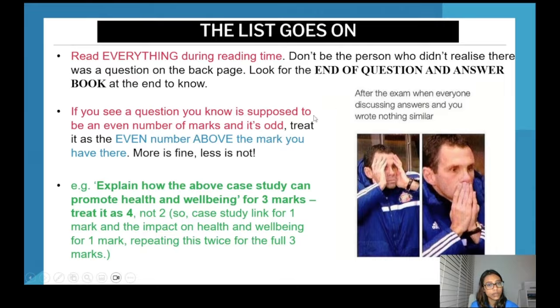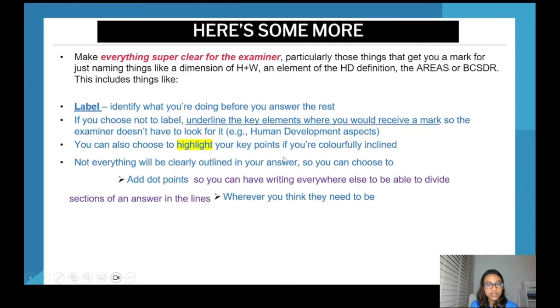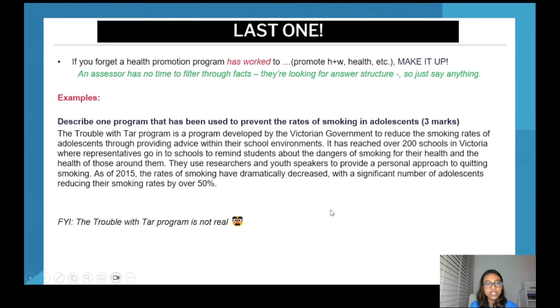Don't forget: don't not read a question at the back of the paper page. If you see a question you know is supposed to be an even number of marks and it's odd, go to the number above. So if it's a 5 marker, make it a 6 marker and write it as if it was a 6 marker. Then the example down the bottom. Then we've got some more tips. Make sure everything's super clear for the examiner. And then your last tip, sometimes you can make an initiative up.